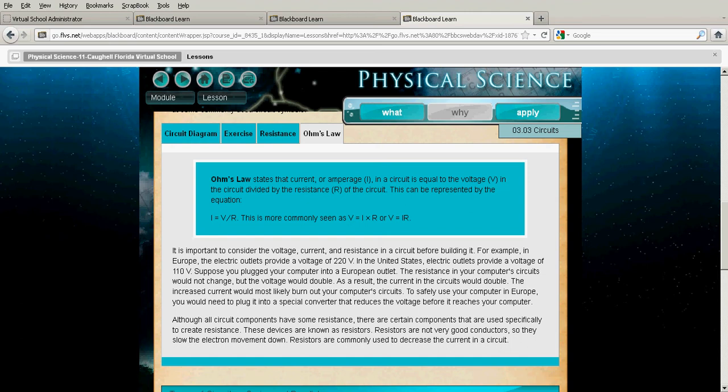It's very important to consider voltage, current, and resistance before building a circuit. In Europe, the electrical outlets provide a voltage of 220 volts. The US provides 110 volts. So we cannot plug our computer into an electrical outlet in Europe, because the resistance in our computer circuits won't change, but the voltage now doubles. And what's going to happen when our voltage doubles? We're going to fry our computer. So we would have to have a special converter that would only allow 110 volts to our computers in Europe.